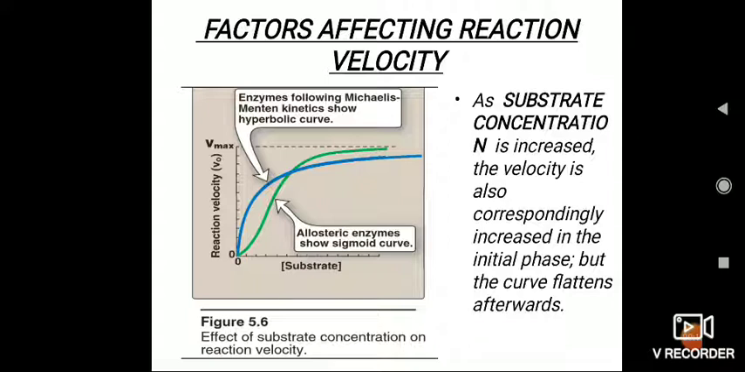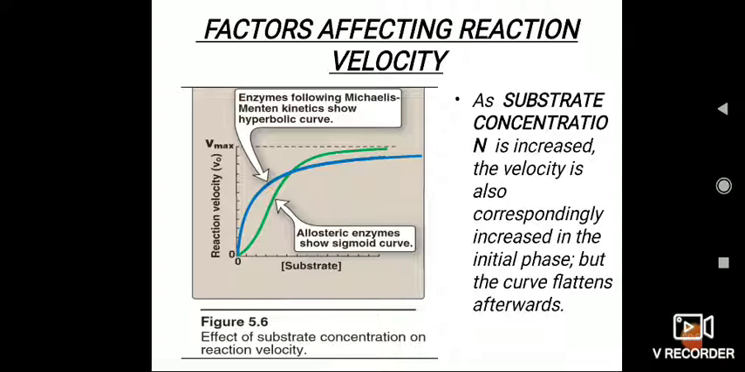So starting with the substrate concentration, as substrate concentration is increased, the velocity also correspondingly increases in the initial phase, but the curves flatten afterwards, meaning that when enzyme and other factors like pH and temperature are kept constant and only the substrate concentration is being increased, then more and more substrate is being added into the reaction, then initially the reaction speed or the velocity of the reaction will increase.